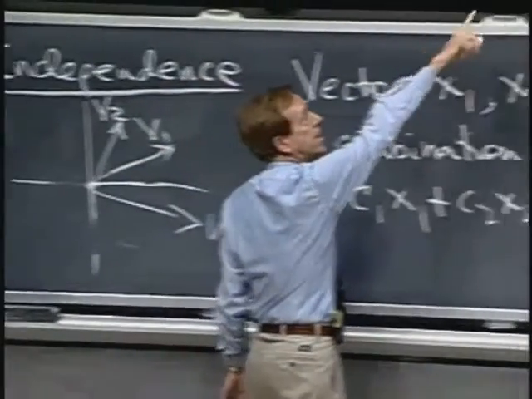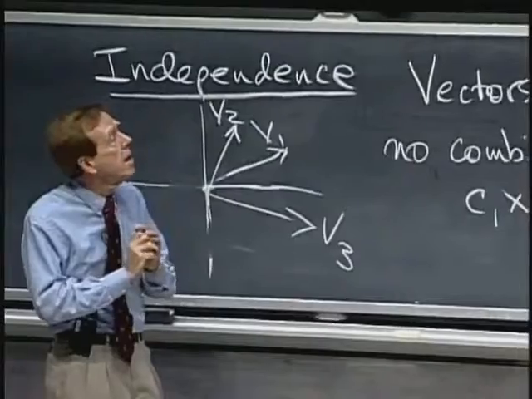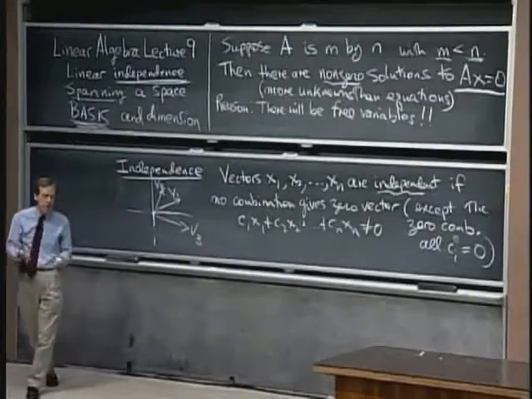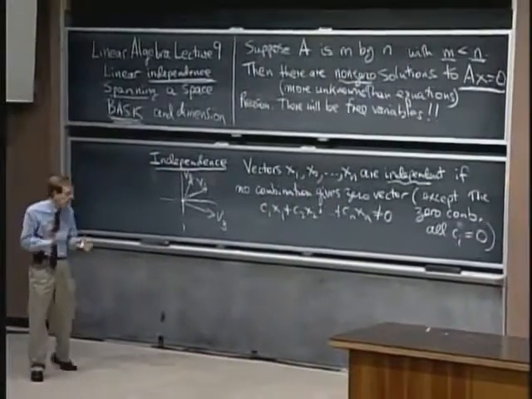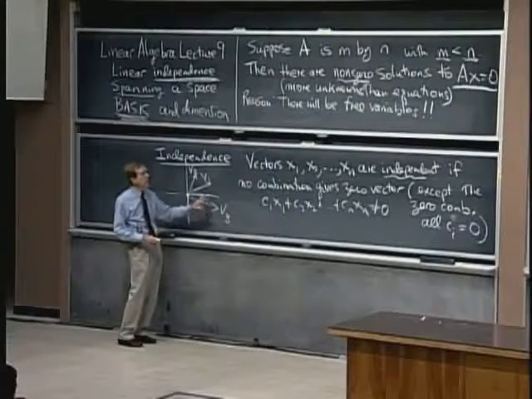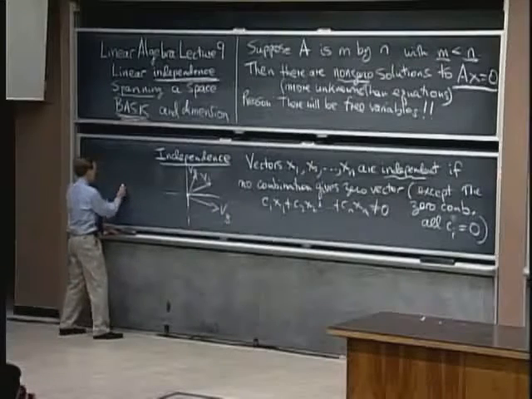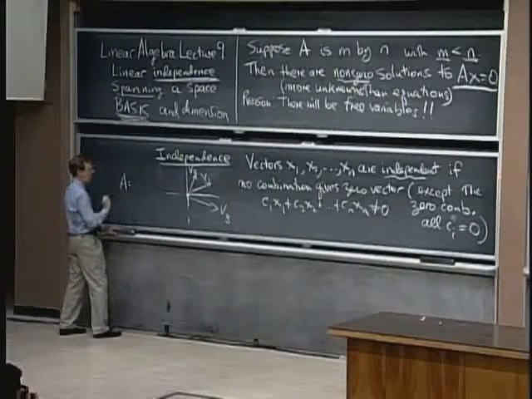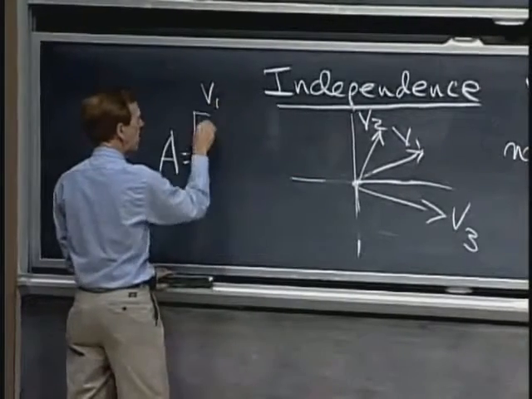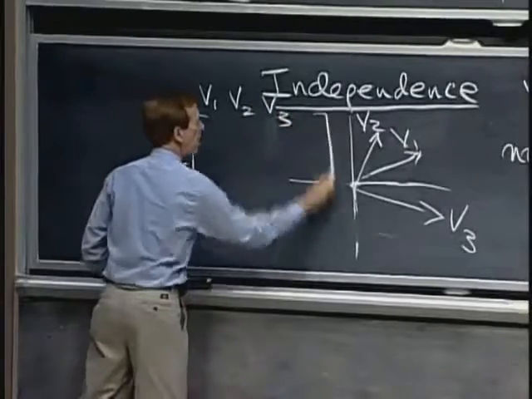That's the key fact that tells me that 3 vectors in the plane have to be dependent. Why is that? What's the connection between the dependence of these 3 vectors and that fact? Okay, so here's the connection. I take the matrix A that has v1 in its first column, v2 in its second column, v3 in its third column.